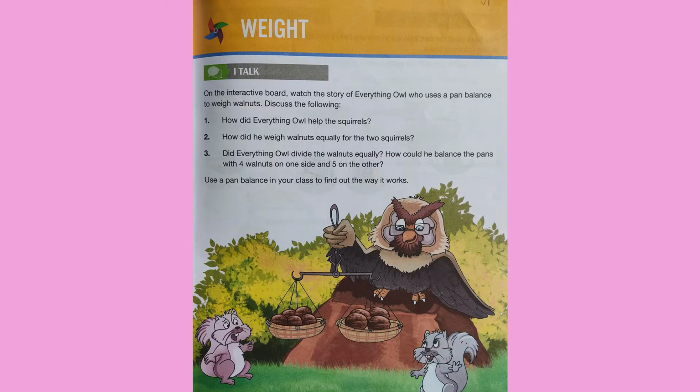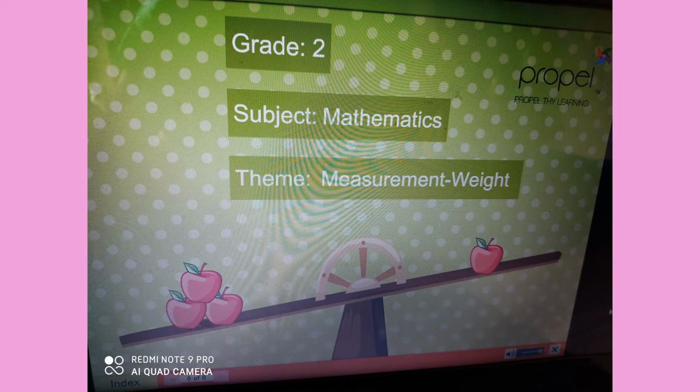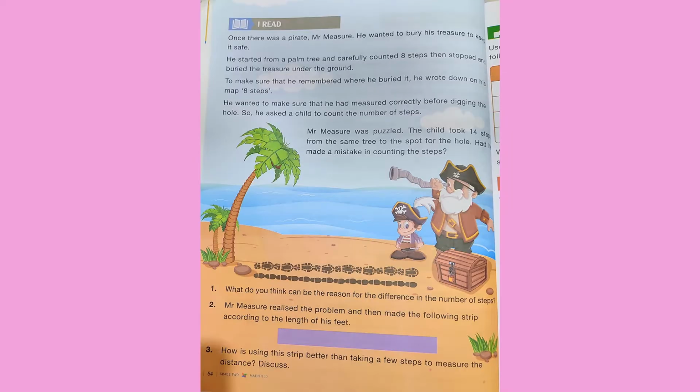We need to use one non-standard unit consistently to measure the weight of different objects. That's why we need to use the standard unit of measurements. Children, we have seen in length lesson, Mr. Major and the child counted different number of steps to reach a point. Mr. Major counted 8 steps and the child took 14 steps from the same tree to the spot.